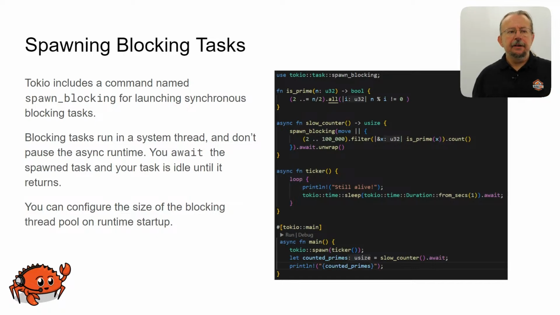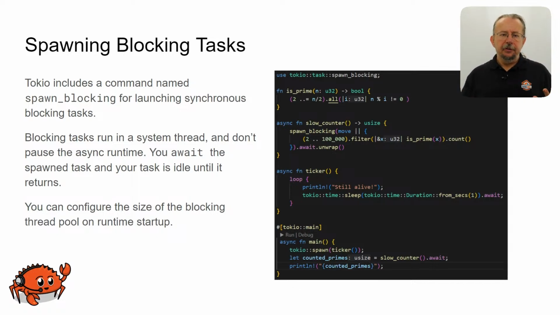There's a function built in called spawn blocking. Use Tokio task spawn blocking. And here we have a terrible function, is prime, that is the slowest way I could come up with to check to see if a number is in fact prime. If you check every number from 2 to 100,000 in a non-blocking context, your server is going to stutter because your tasks are taking too long. Other tasks don't get their time slice.